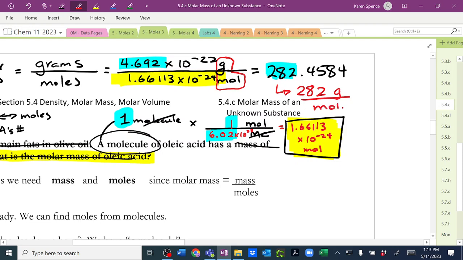Okay, so that's just a quick review of what we did last day, plus that little one molecule thing. If you see a molecule, it means one molecule.